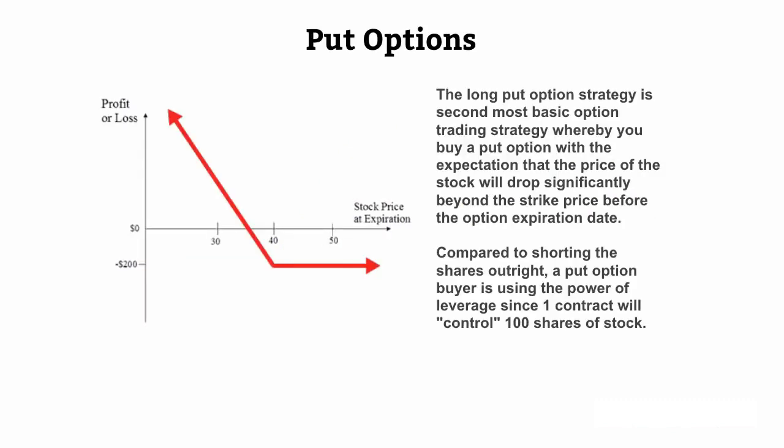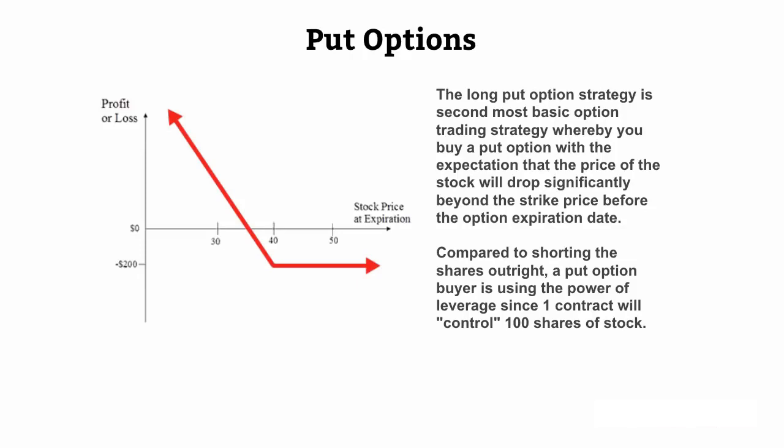All right, so now let's turn things around and look at put options. The long put option strategy is the second most basic options trading strategy, whereby you buy a put option with the expectation that the price of the stock will drop significantly beyond the strike price before the option's expiration date. Compared to shorting the shares outright, a put option buyer is using, again, the power of leverage, since one put contract will control 100 shares of stock.